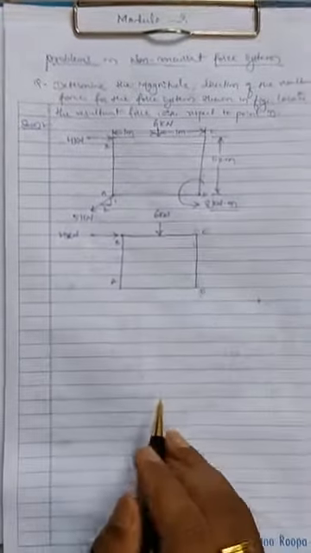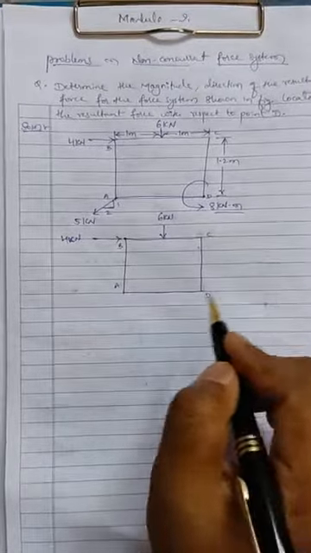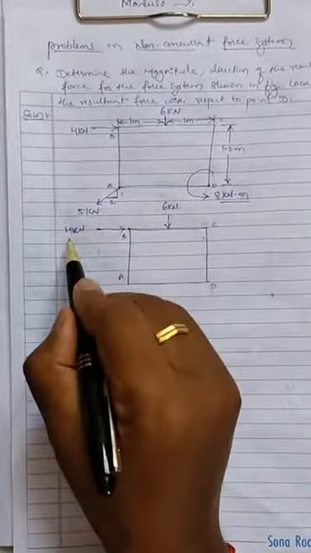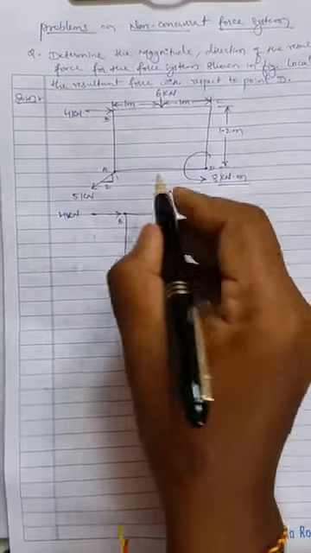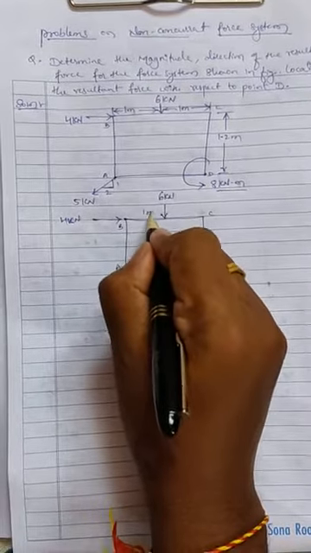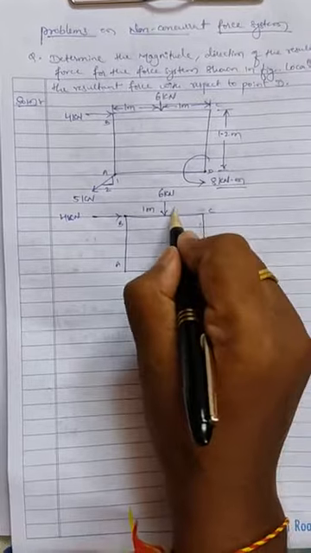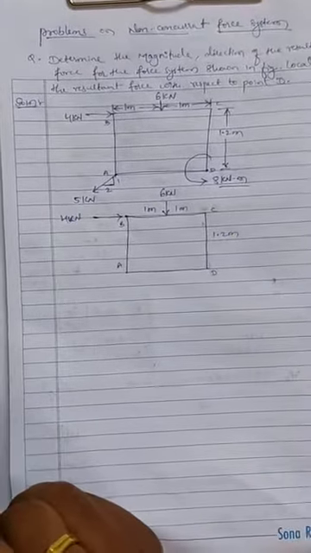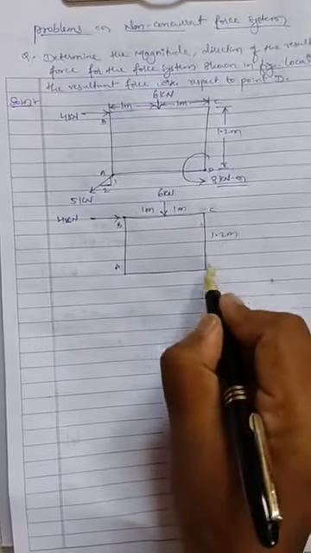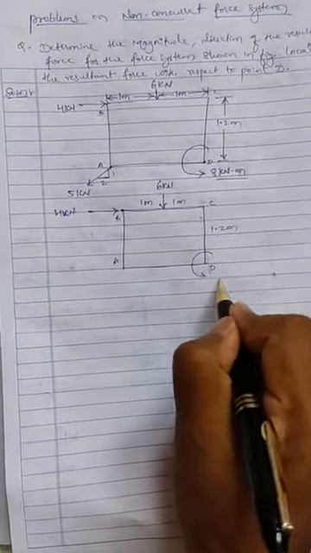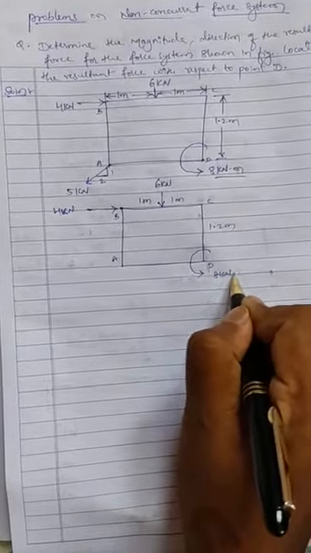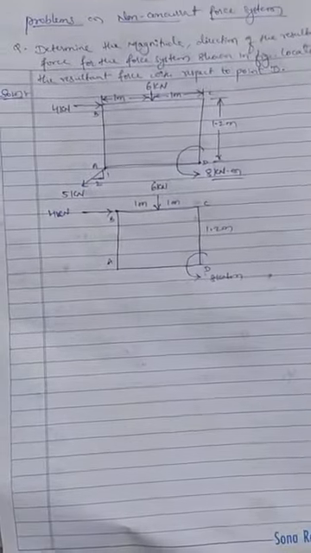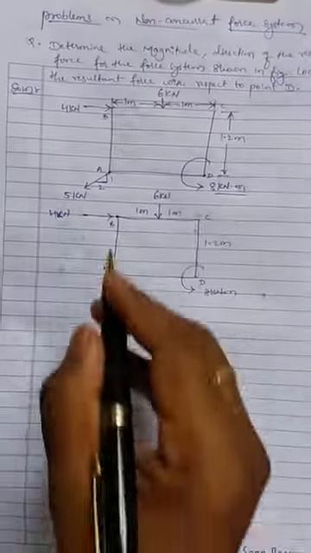Now I will draw the free body diagram. I have taken this 4 kilonewton acting at B, then 6 kilonewton, whereas this 6 kilonewton is acting from B at a distance of 1 meter, from C again at a distance of 1 meter. This vertical height is 1.2 meter. At C we don't have any force, whereas at D we have a couple. I will show the couple as it is. Then at A we have an inclined force.